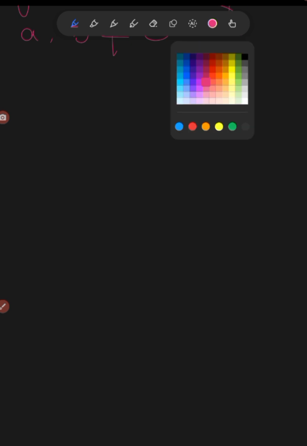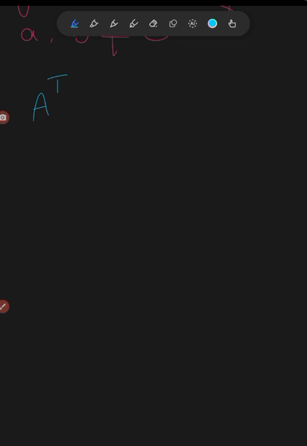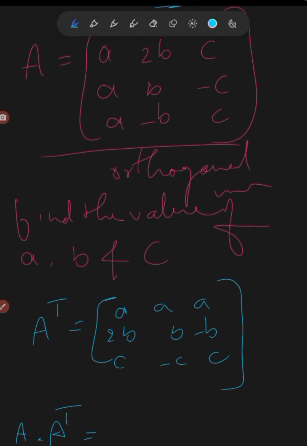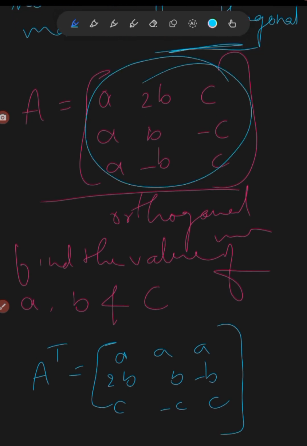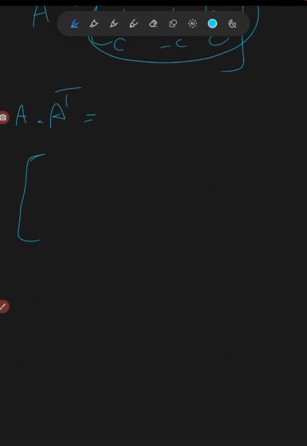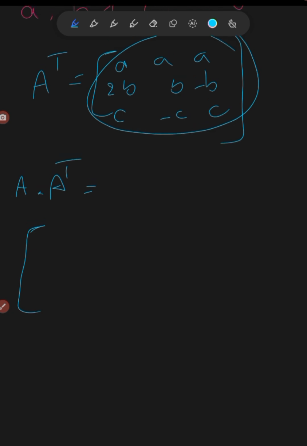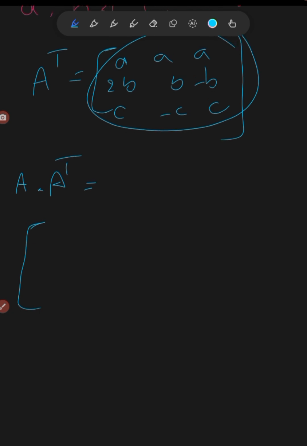Let's find the transpose of the matrix they have given, which equals a, 2b, b, minus b, c, minus c, and c, and 2. And then we need A into A transpose. I'm writing it directly here because of the shortage of space. You need to write this matrix and this matrix, and then take the product.